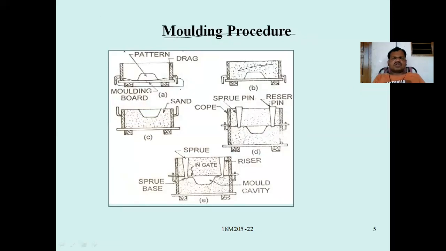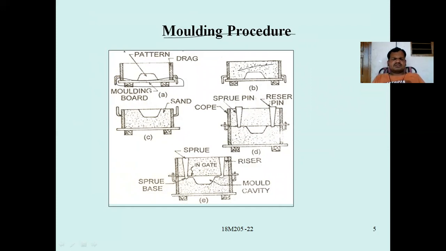Coming to the molding procedure: pattern, drag, and molding board. This is the molding board, and this is the drag box. This is the pattern. Coming to figure B, see here, this is the molding sand, this is the pattern, and this is the drag box.